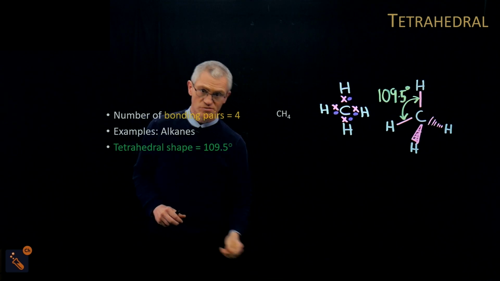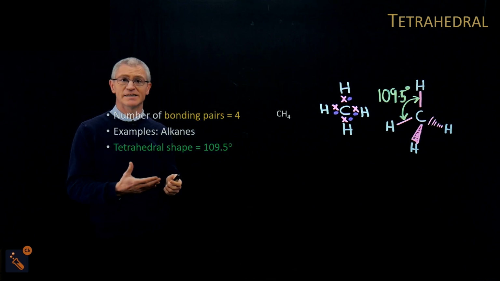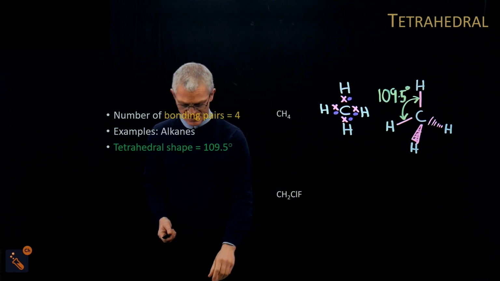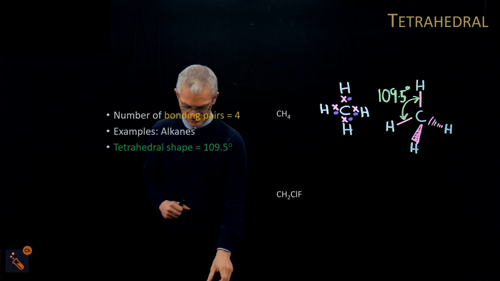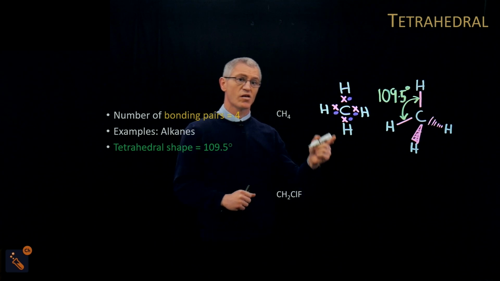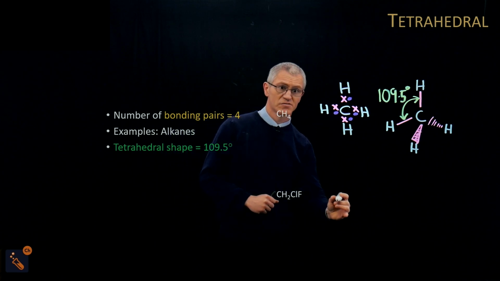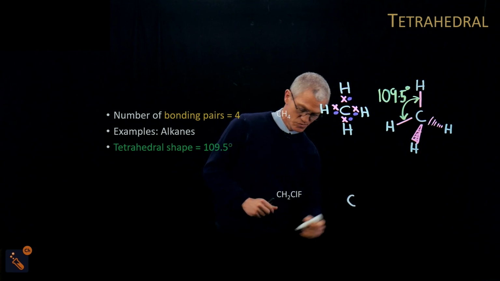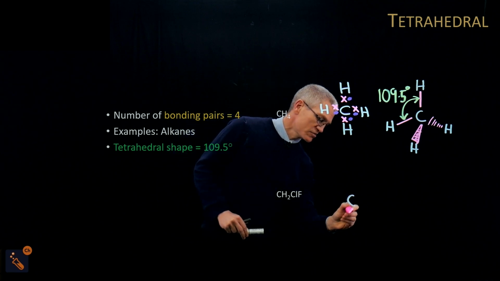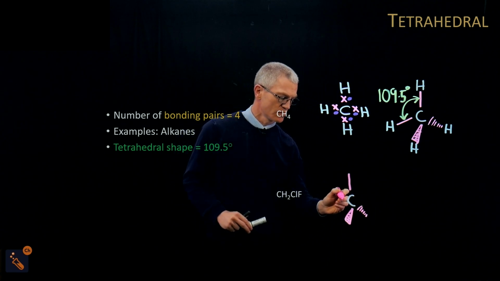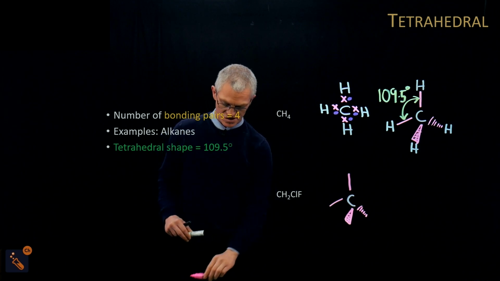Now, tetrahedral can happen in anything that has 4 bonding pairs. So our next example, CH2ClF. Now, I'm not going to draw all of the electrons out. I'm going to go straight to the shape. So let's practice drawing that shape again. So this time, we know it's got 4 bonding pairs. So what I'm going to do is I'm going to put C on. Okay, and again, I do my dash and wedge, or wedge and dash. And there you go.